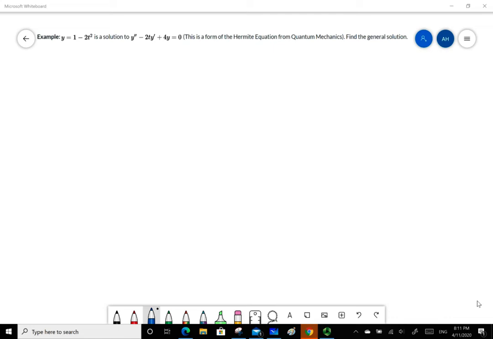y equals 1 minus 2t squared is a solution to y double prime minus 2ty prime plus 4y equals 0. Find the general solution. The differential equation is second-order linear homogeneous, so its general solution will have the form y equals c1y1 plus c2y2. Since we're given a non-trivial solution to the equation, y1 equals 1 minus 2t squared, we can use reduction of order to find the rest of the solution.